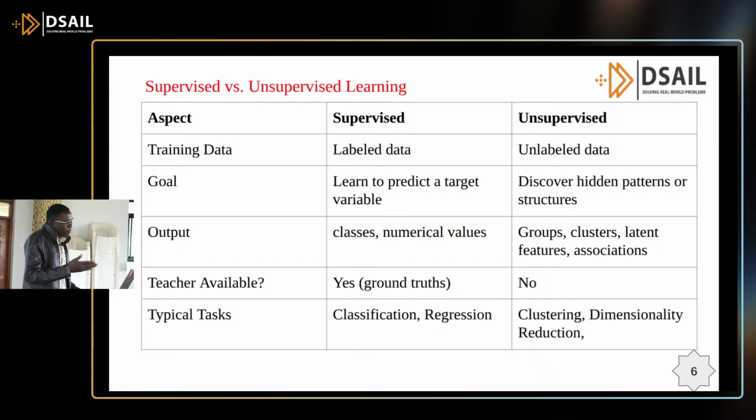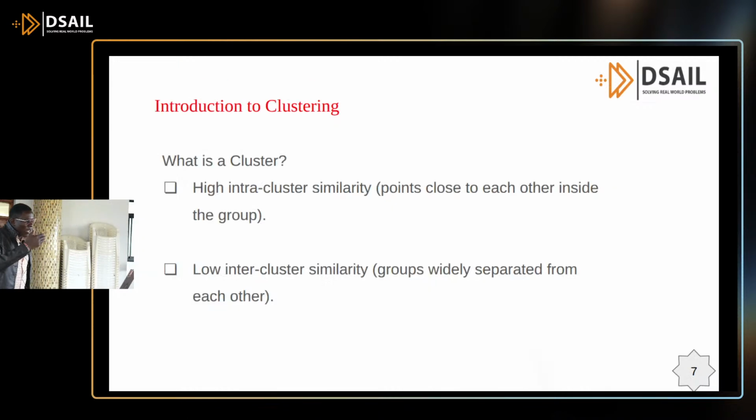Teacher available: for supervised, yes, you have the ground truths. For unsupervised we don't. The typical tasks for supervised are majorly classification and regression, and for this one we are talking of clustering and dimensionality reduction. So we're going to move into clustering, and we start by asking ourselves, what's a cluster?